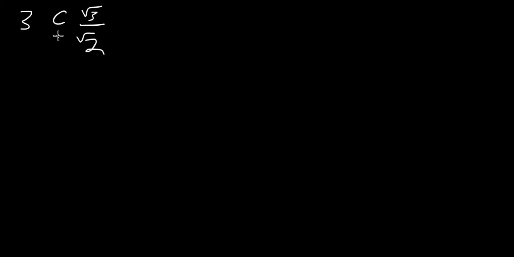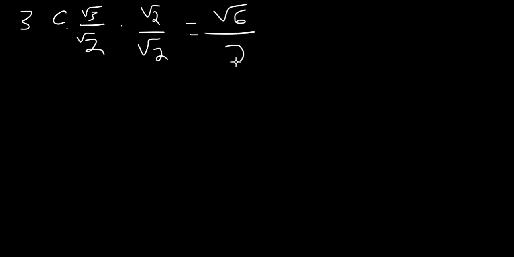For problem 3c, we have square root of 3 divided by square root of 2. To rationalize the denominator, we're going to multiply it by square root 2 divided by square root 2. Square root 3 times square root 2 is square root 6. Square root 2 times square root 2 is 2, and that is our final answer.